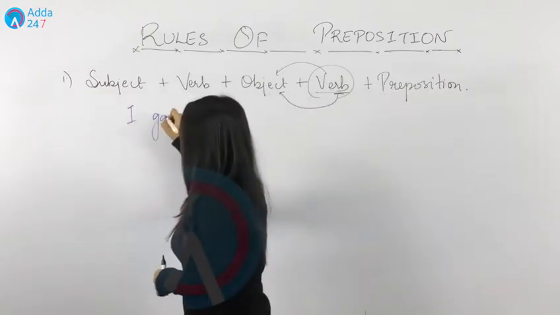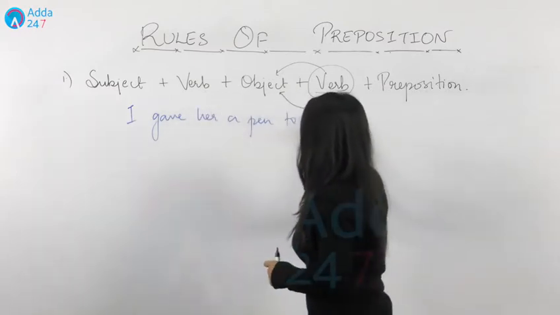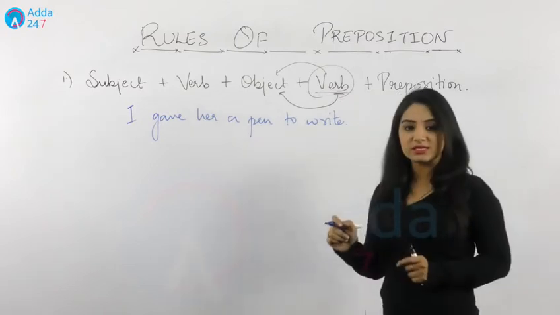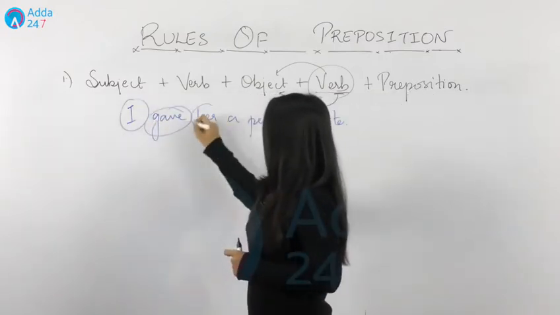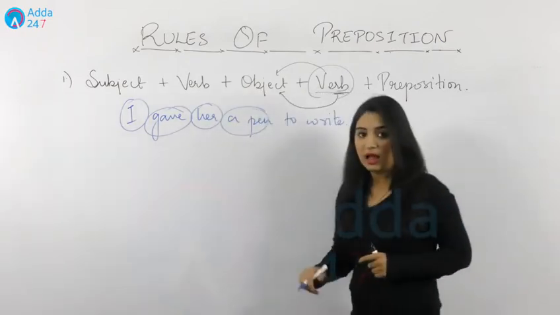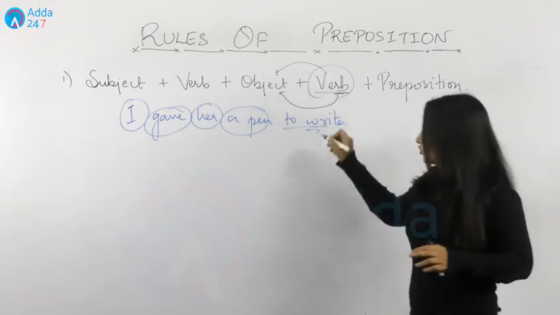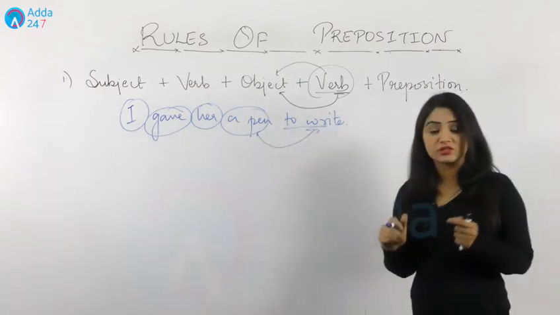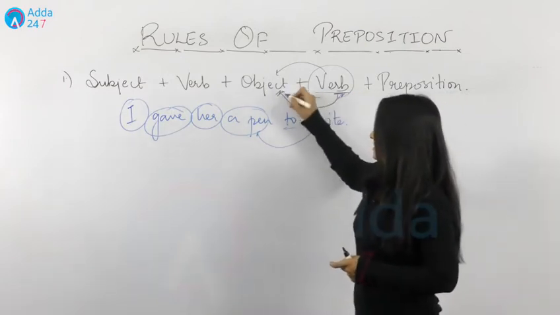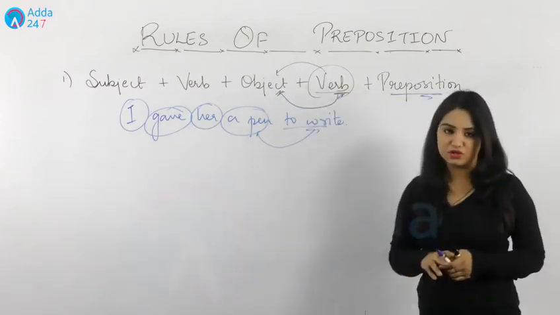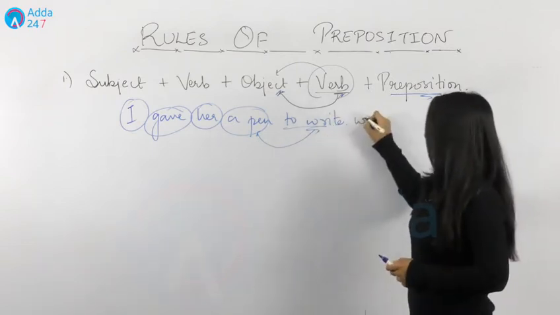For example, I gave her a pen to write. Here you can see I is the subject, the verb is gave, and the objects are her and a pen. And here you have written to write. This verb write is related to pen. And when you have a verb related to an object, then you have to place a preposition here. Now if you have a pen here, then what you write is with.